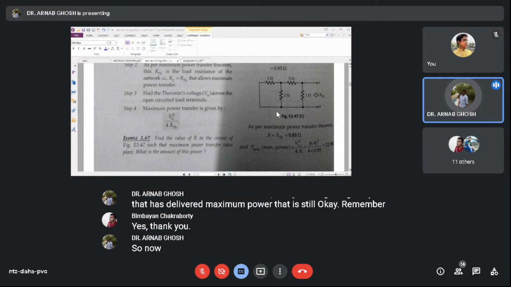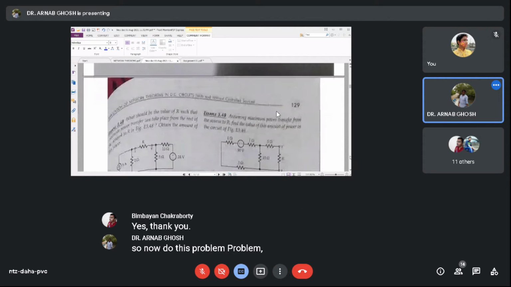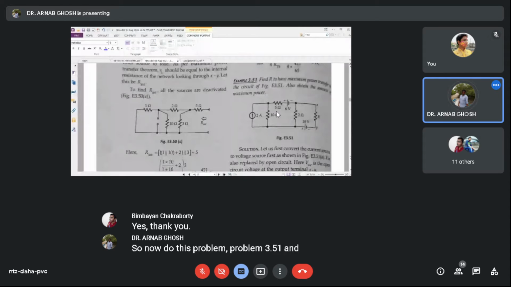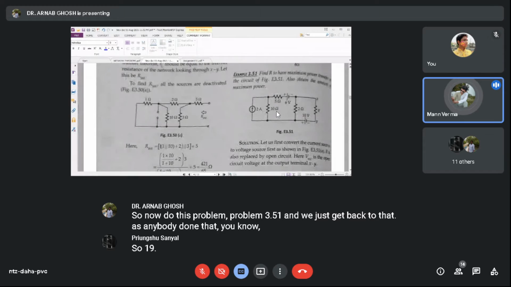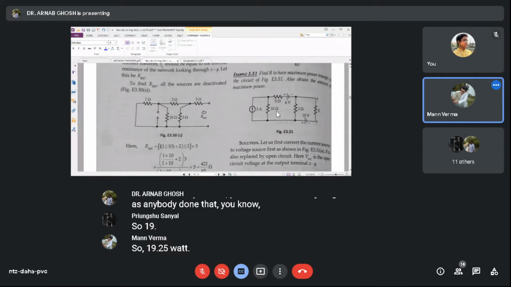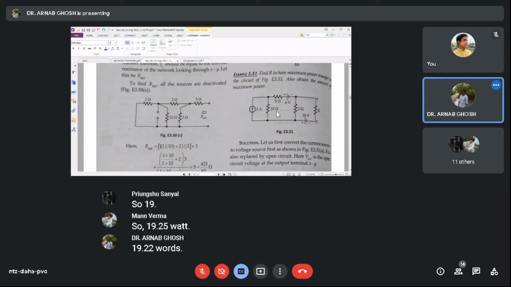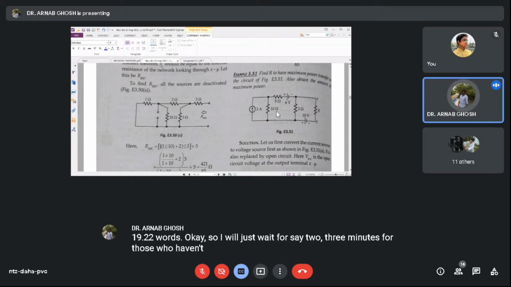So now do this problem 3.51. Has anybody done that? I do not know. Sir, 19.224 watts. So 19.25 watt. Okay. For those who haven't completed, or if anybody is having any doubts, then we will just wait for them.